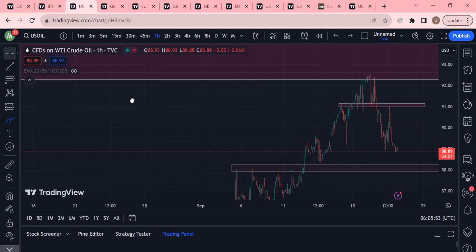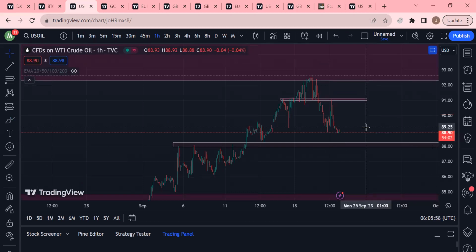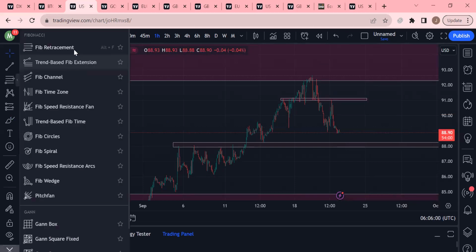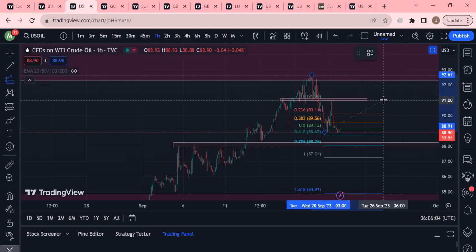I'll just let that one run because there's no entry. I usually wait for proper entry. So why am I waiting for proper entries? That's because we are supposed to go to the main target. The main target is $88.